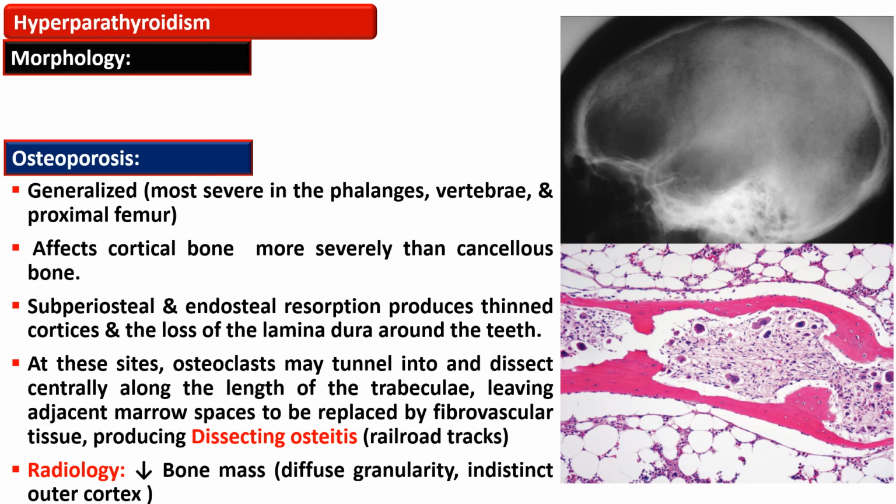The osteoclasts tunnel into and dissect centrally along the length of the trabeculae, leaving adjacent marrow spaces to be replaced by fibrovascular tissue. That produces dissecting osteitis, termed railroad track. Radiologically, the bone mass is decreased with diffuse granularity and the outer cortex is indistinct.